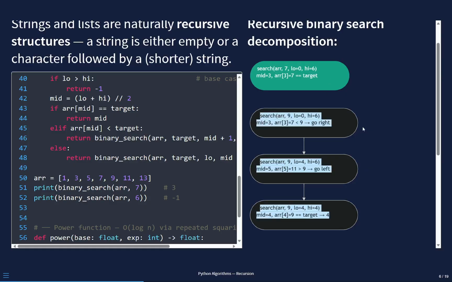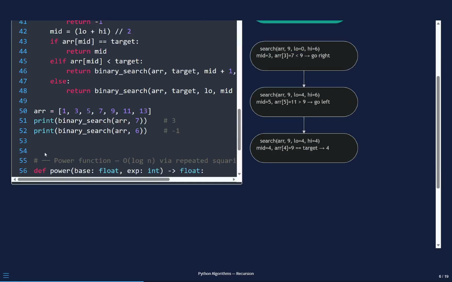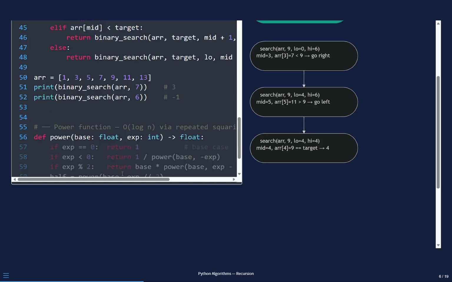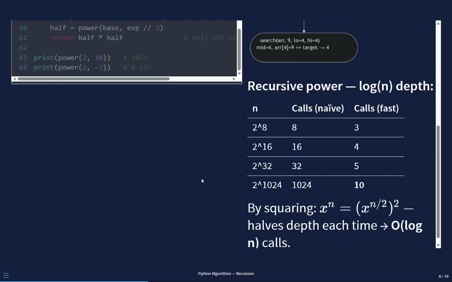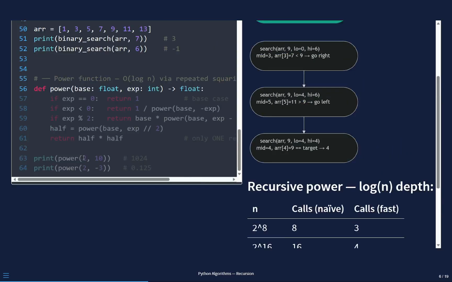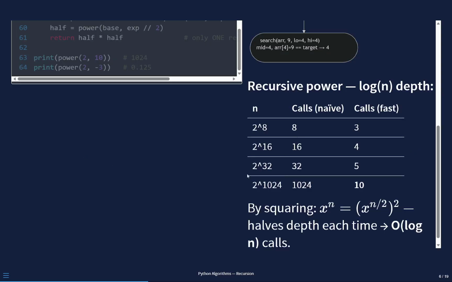The fast_power function achieves O(log n) using the key identity, x to the n equals x to the n/2, squared. That means we only need one recursive call for even exponents, not two. The depth halves each time. 1024 calls naive, just 10 calls with squaring. The table makes this concrete for powers of 2.